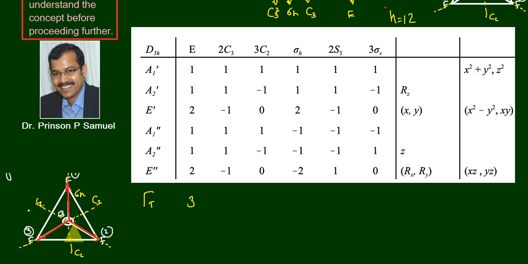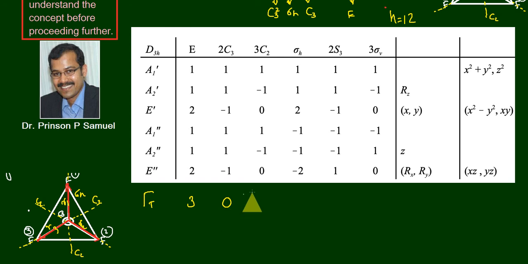But after performing the C3 operation, we can see that all the vectors have changed their position. You can call these vectors R1, R2, and R3. These are the names of these vectors. So during the C3 operation, R1 will come in place of R2, R2 will go in place of R3, and R3 will go in place of R1 if it is a clockwise rotation. So all the vectors have changed their position. Therefore, for C3, the character is 0.